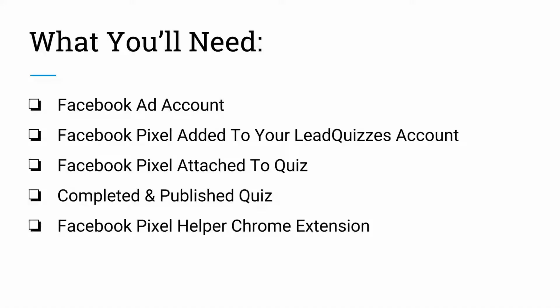Let's get started. Now, before you actually create your custom conversion, you need a couple of things. You're going to need a Facebook ad account, a Facebook pixel that's already been added to your Lead Quizzes account, something that we did in the previous video, the Facebook pixel attached to your quiz, a completed and published quiz, and the Facebook Pixel Helper Chrome extension. It's very important that you use Chrome, because Chrome is the only browser that has this little Facebook Pixel Helper extension. It's going to actually tell us if the pixel is firing or not. So let's head over to Facebook and I'll show you guys how to get that all set up.